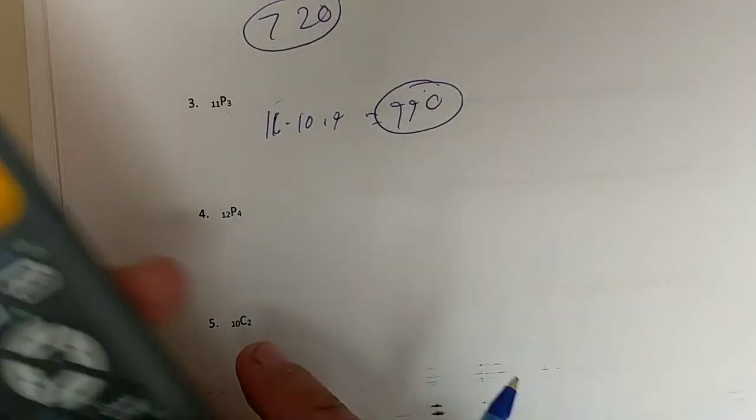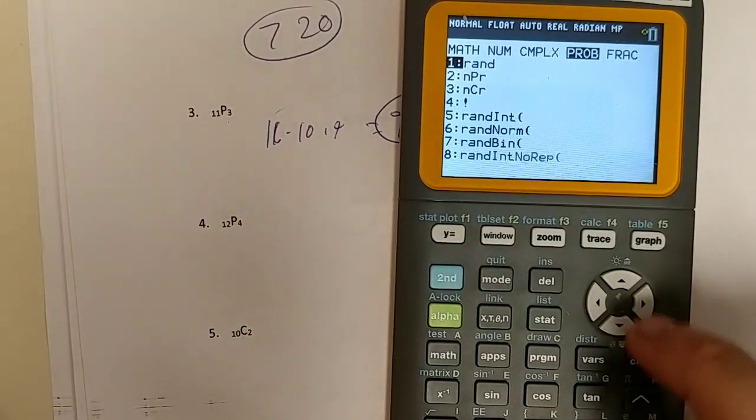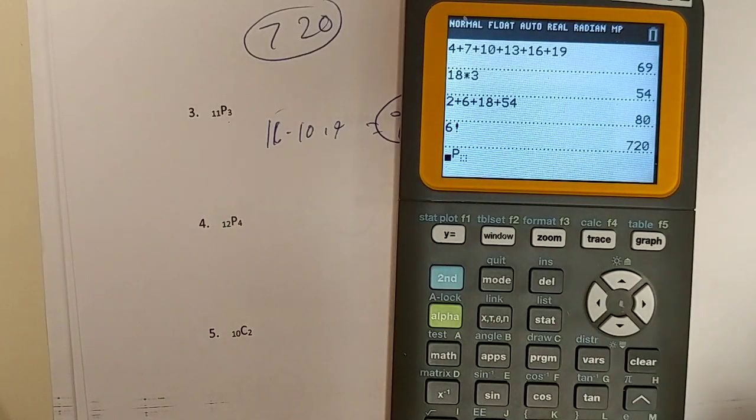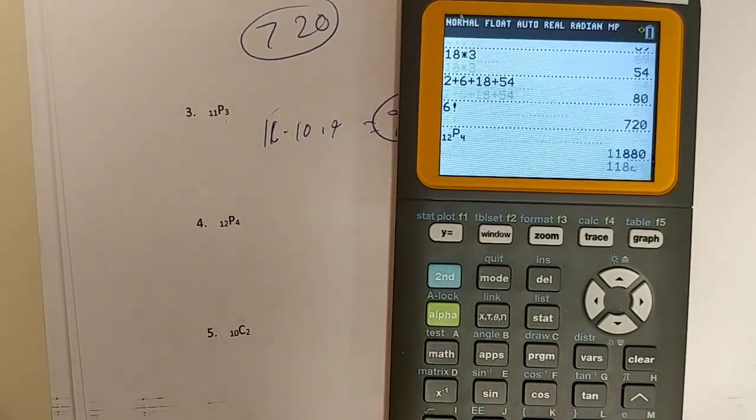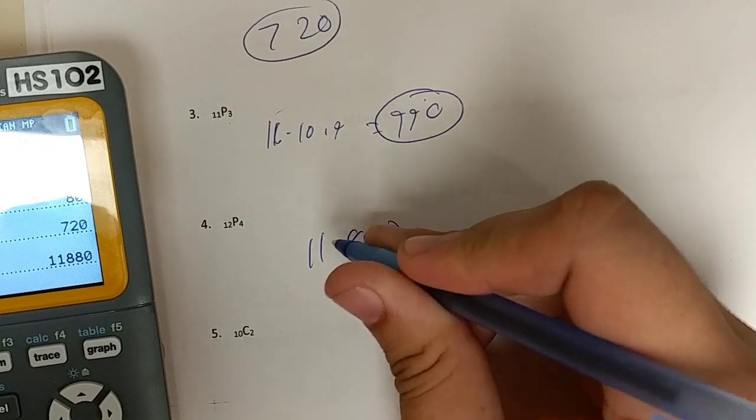Over here, 12P4, to type that in, you do the same thing. Math, go all the way right to PRB, and then you got to do nPr. That's the second option. So 12 and 4. Some calculators, you need to type it in first before you go. 11880.